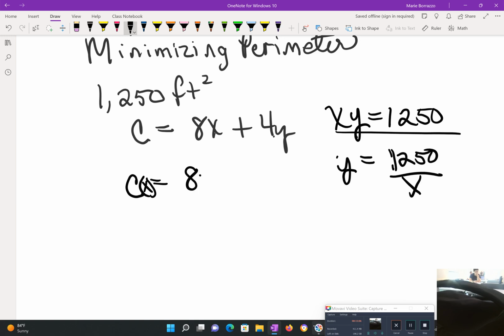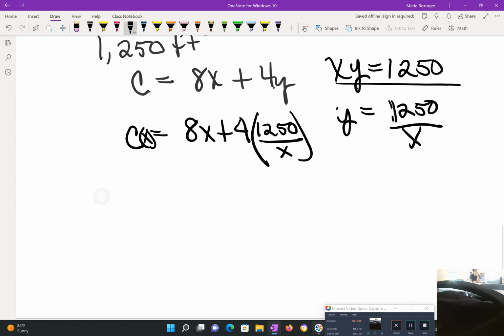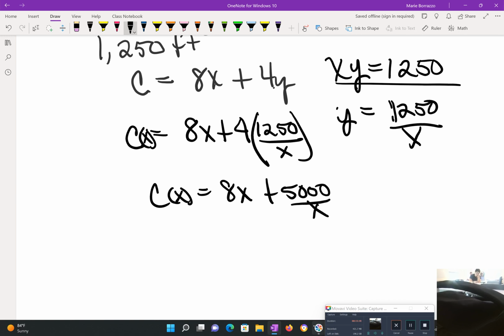This will become 8x plus 4 times 1250 over x. Do you understand why? Okay? That also tells me that c of x is going to equal 8x plus 5,000 over x. And obviously remember that x has to be greater than 0. You with so far? All right.